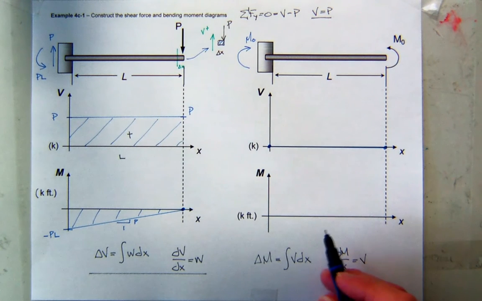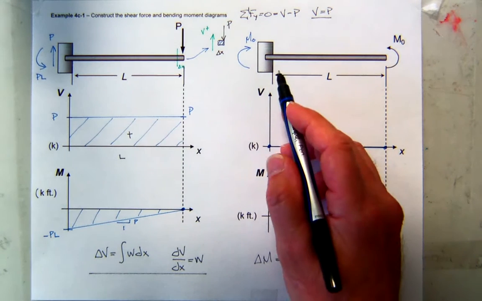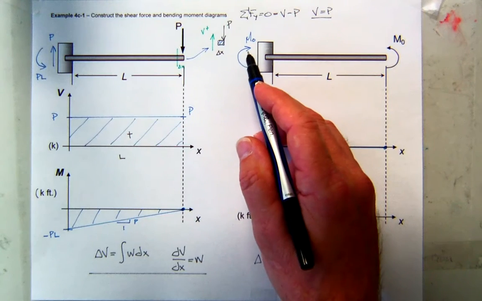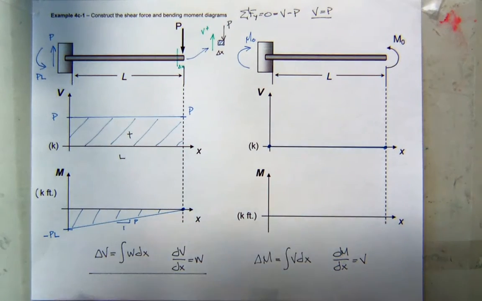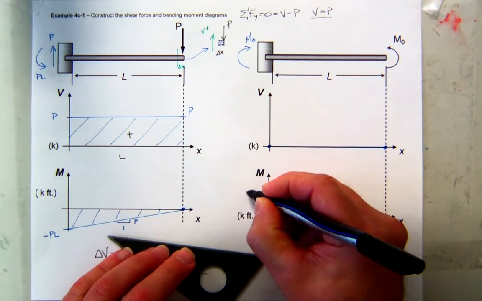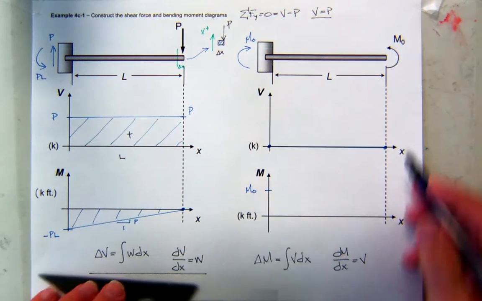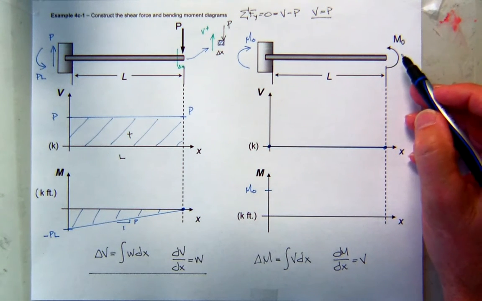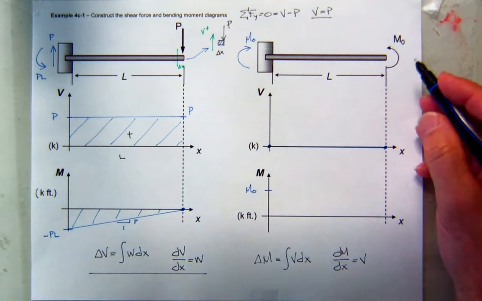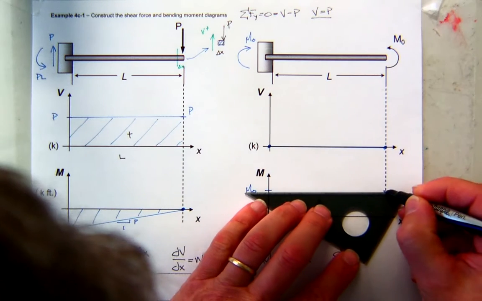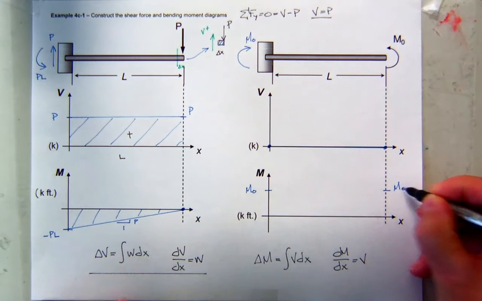So let's do the moment diagram. Starting at the left side, what's our bending moment? Is that a positive or negative bending moment? Positive. So we'll start off at positive m naught. Looking at the right-hand side, what kind of bending moment is that? Positive. And that's also m naught.